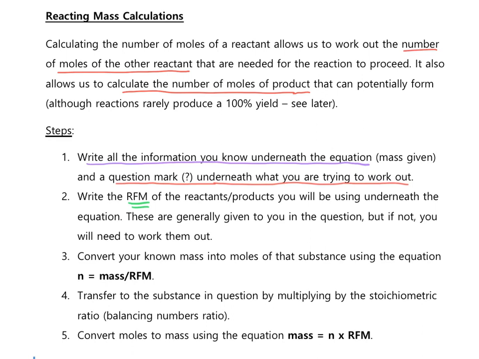So as I said, you can't bring mass values across your equation. You need to convert them into moles first of all, because then we can use our balancing number ratio. We can't use our balancing number ratio with masses. We can only use that with the number of moles. So step number 3 is to convert your known mass into the moles of that substance using the equation n equals mass over RFM.